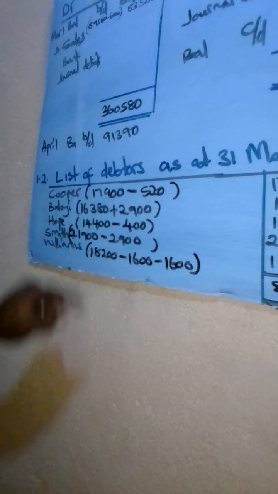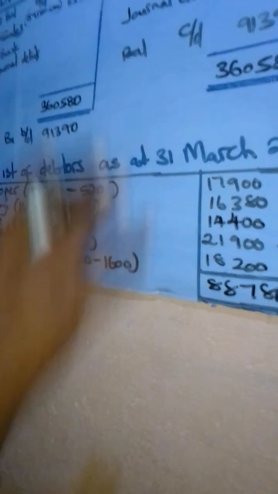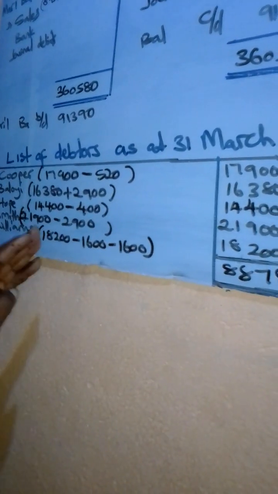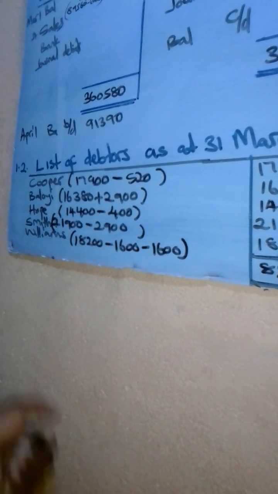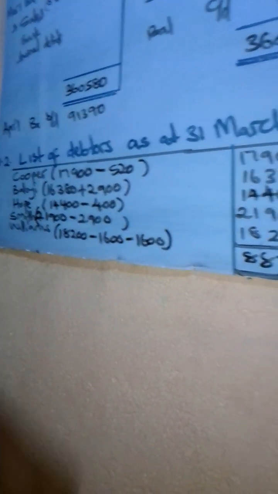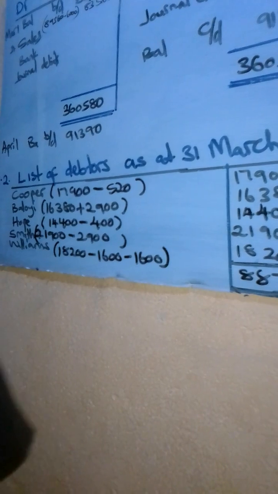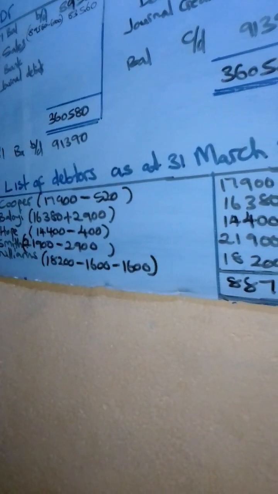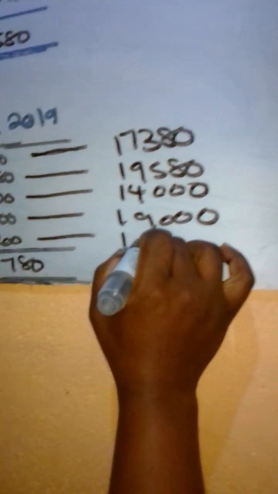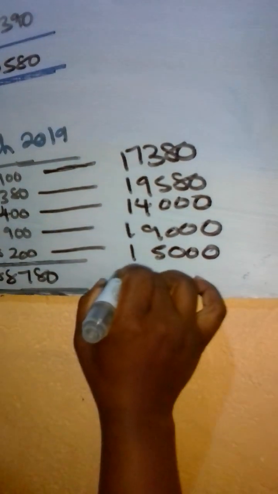Okay, and then last but not least, we have got Williams here, whereby a transaction was recorded on the wrong side, and we had to minus 1,600 and 1,600 again for the debtors allowances, and the final amount in the books of Williams is 15,000. Okay, we have got 15,000 here.